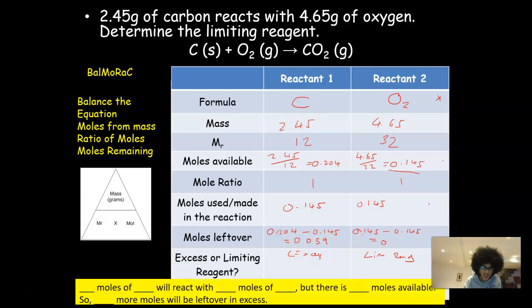So again, putting it in a sentence, I would say 0.145 moles of oxygen, because I'm starting with this, will react with 0.145 moles of carbon, but there is 0.204, because I'm actually saying how much there is available here. Therefore, 0.059 more moles will be left over in excess, and that's it, done. So you can see you can do it from either way.